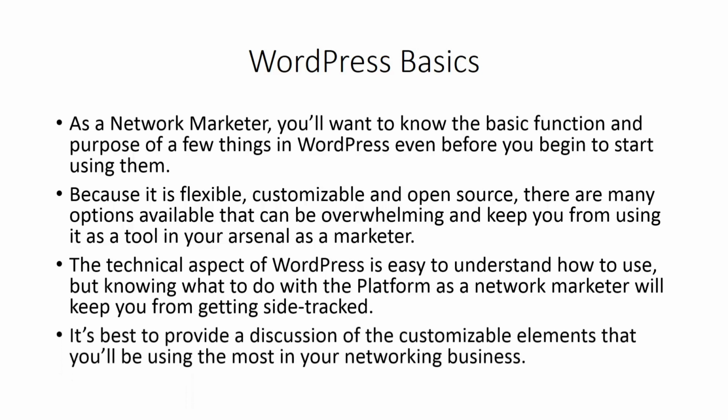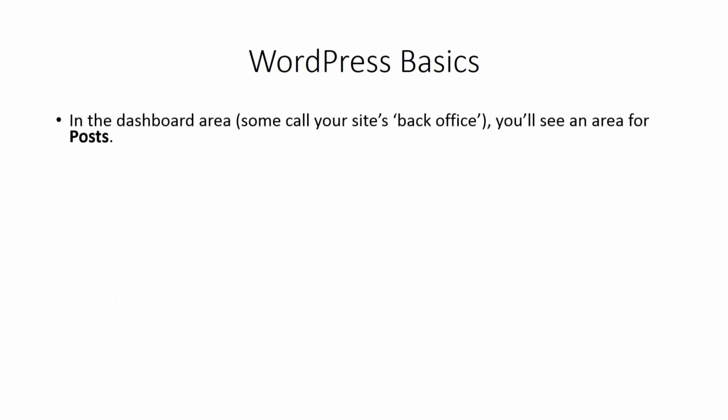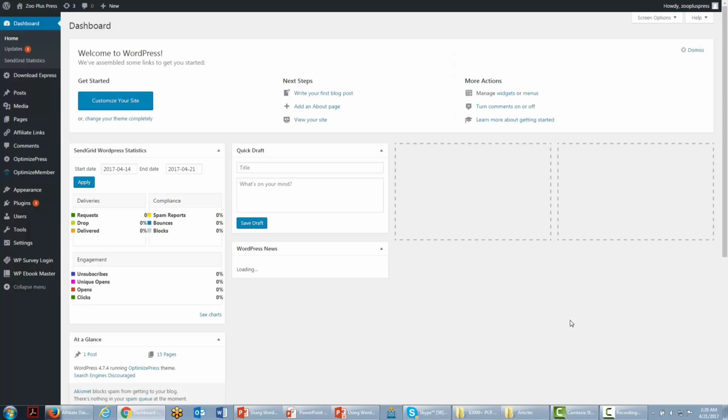Now, it's best to provide a discussion of the customizable elements that you will be using in most of your networking business. Now, in the dashboard area, that some people call your site's back office, you'll see an area for posts. And in your dashboard area, you'll see it on the left-hand side menu. If you hover over it, you'll see that the posting section has all posts, add new posts, categories, and tags within the sub-menu.